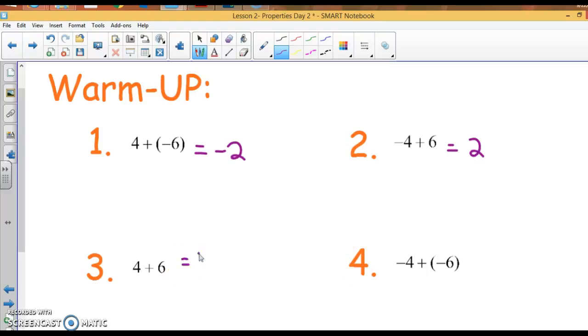4 plus 6, they're the same. Add and keep the sign. So 10. Negative 4 plus negative 6 is negative 10. Same and keep the sign.